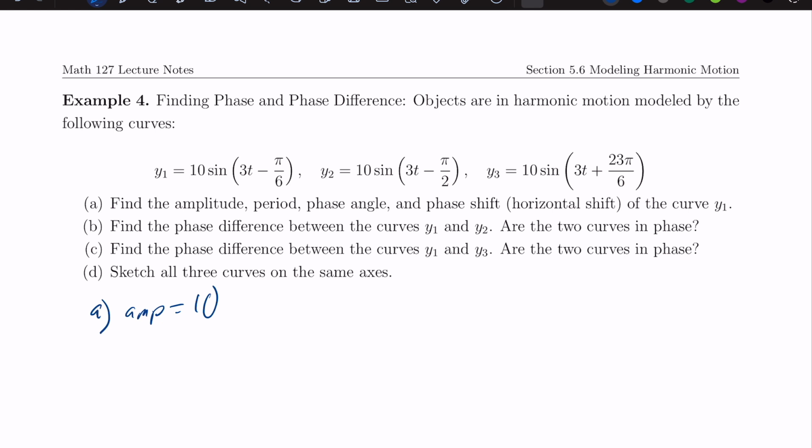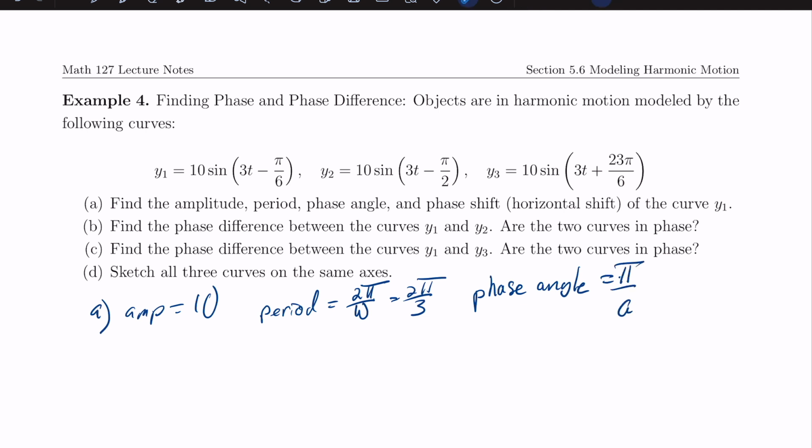Our period is 2 pi over k, or omega, as it is in this case. So here we have our omega, which is 3. So 2 pi over 3 doesn't really simplify, so just leave that. Our phase angle, and remember your book will just ask for phase, what they mean is the phase angle, is equal to pi over 6. Remember, you do switch the signs.